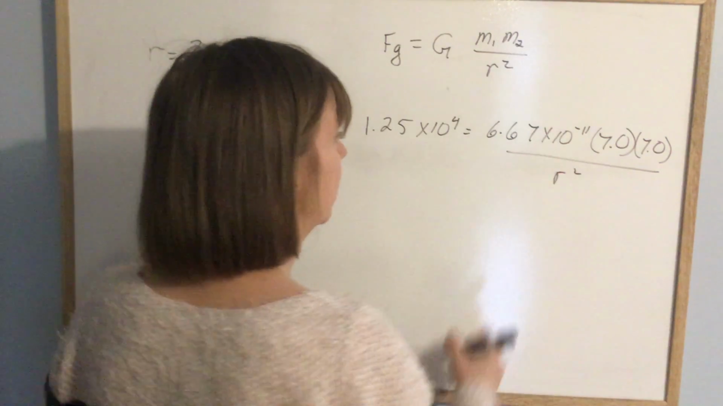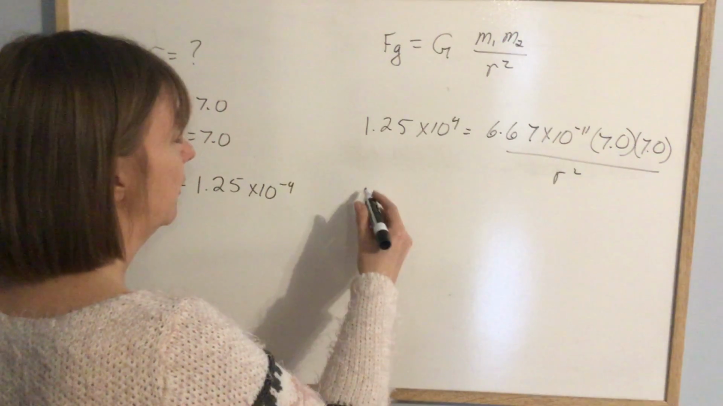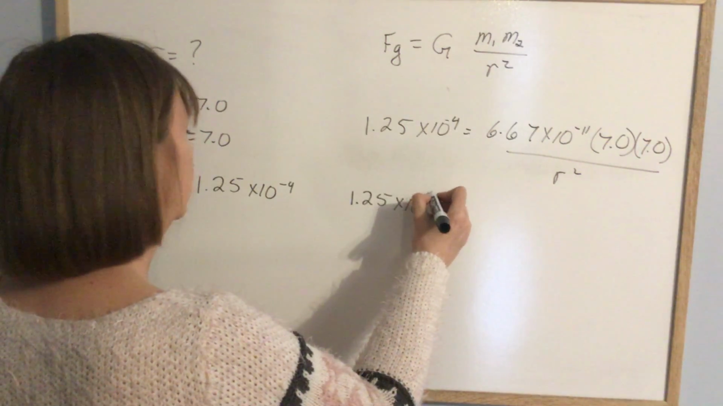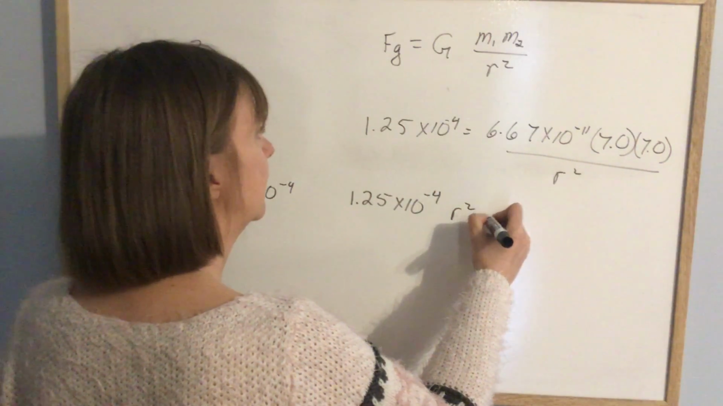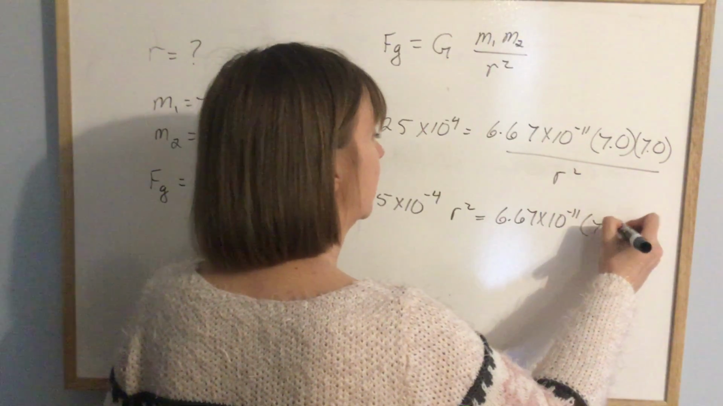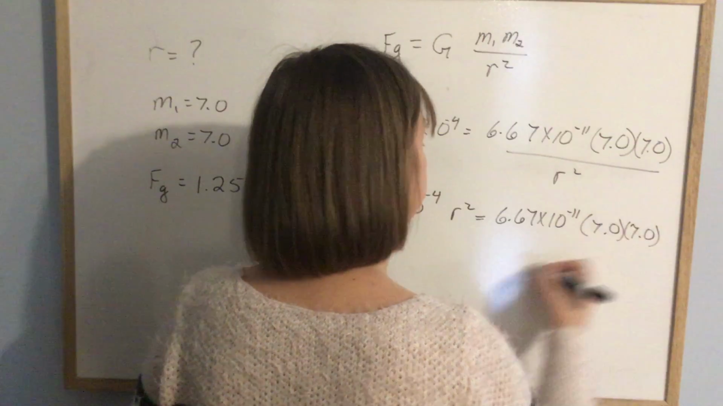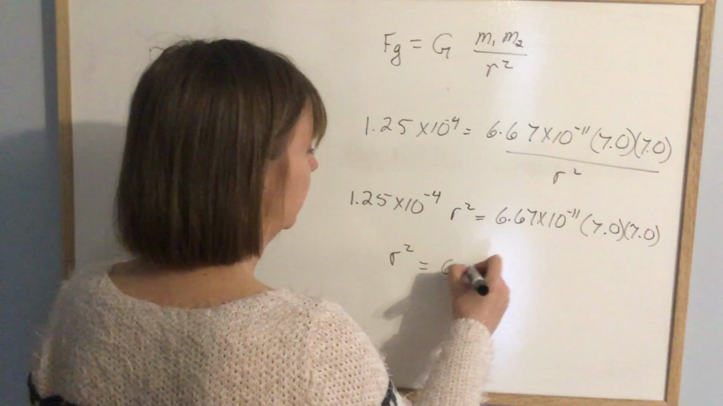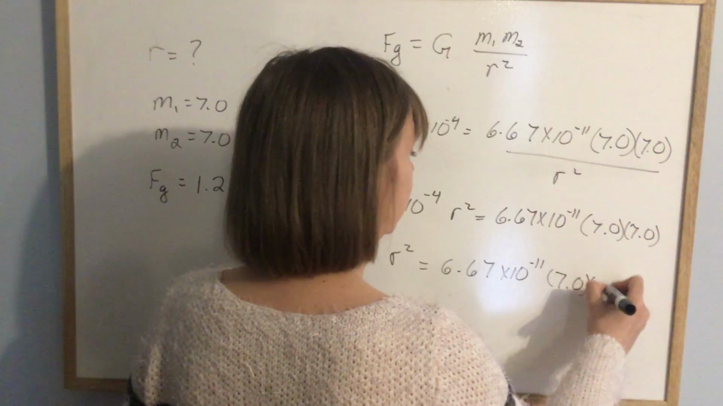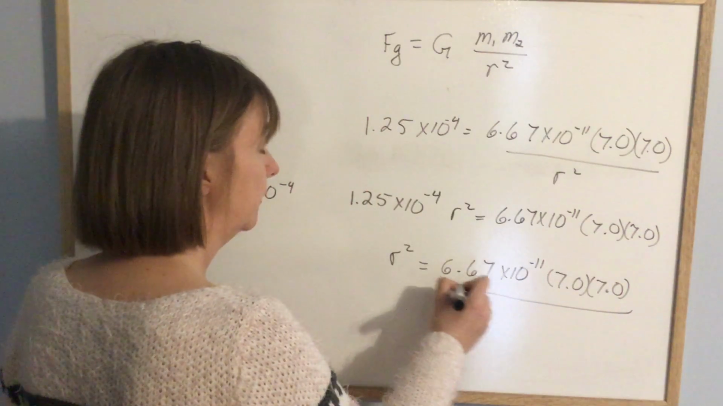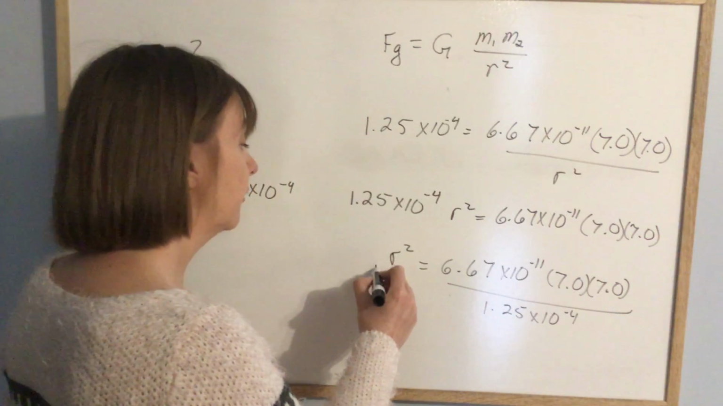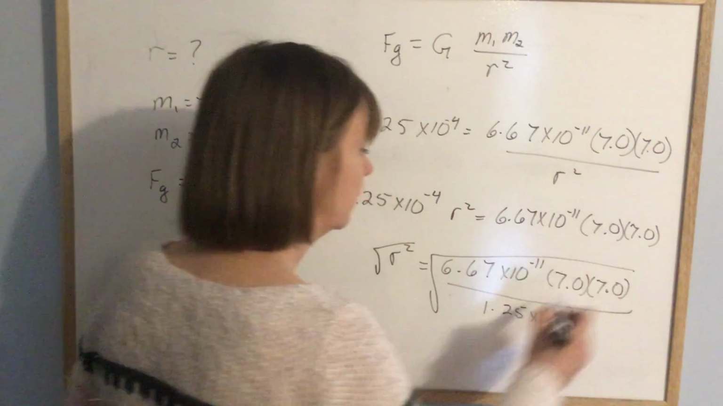I'm looking for r squared. So I'd multiply both sides by r squared, so I would have 1.25 times 10, oops, that should be negative 4th, to the negative 4th, r squared equals 6.67 times 10 to the negative 11th times 7 times 7. So r squared would be 6.67 times 10 to the negative 11th times 7 times 7, all divided by 1.25 times 10 to the negative 4th. But I want r, not r squared, so I have to take the square root of both sides.